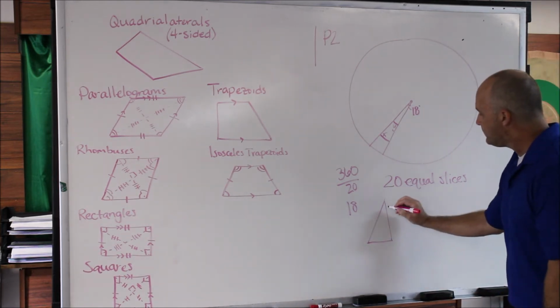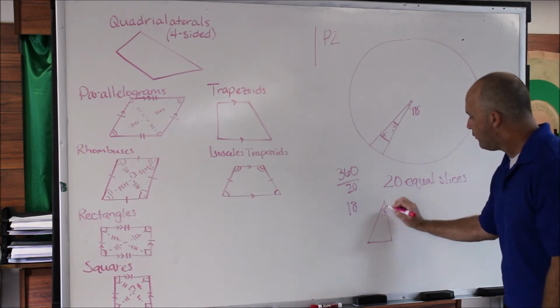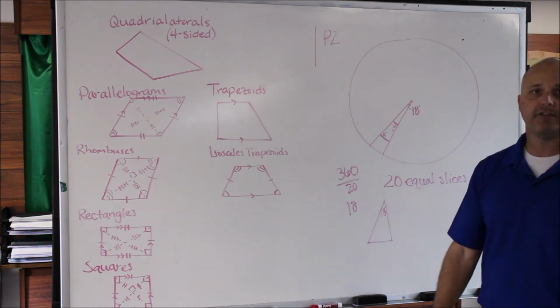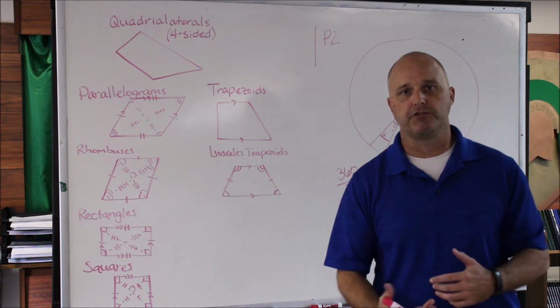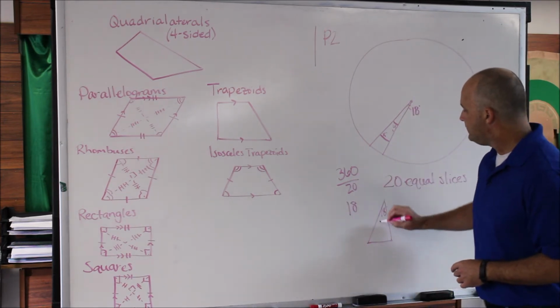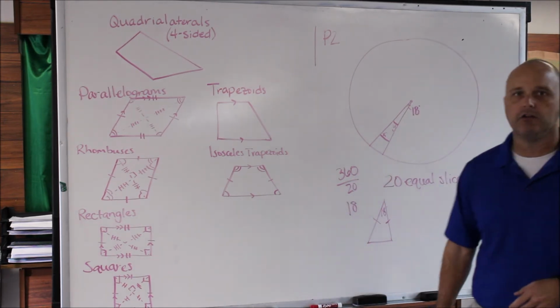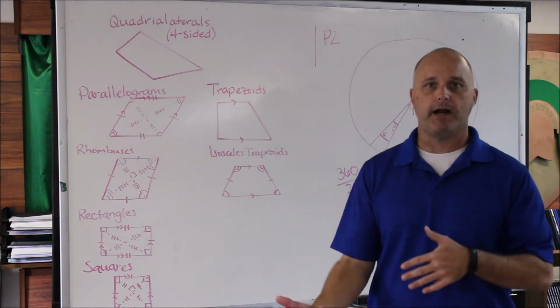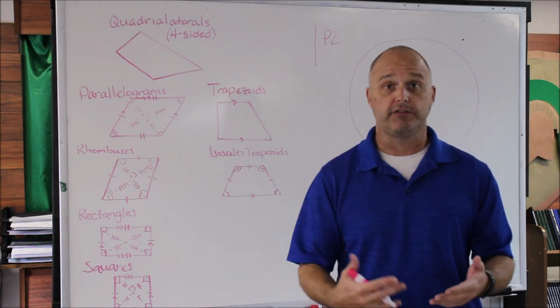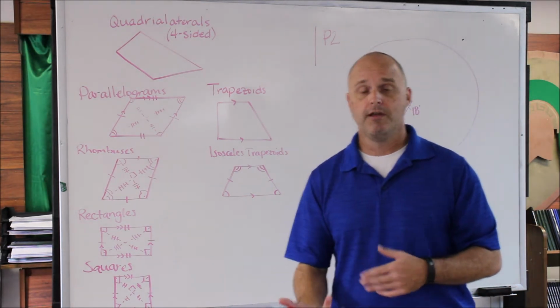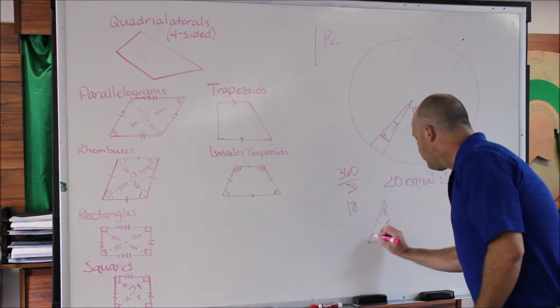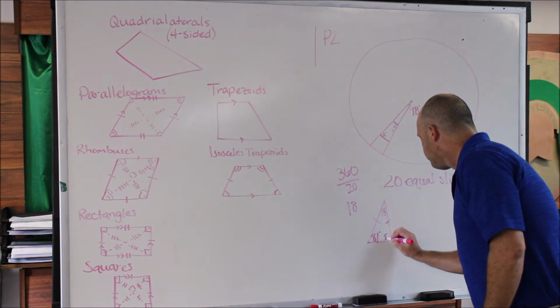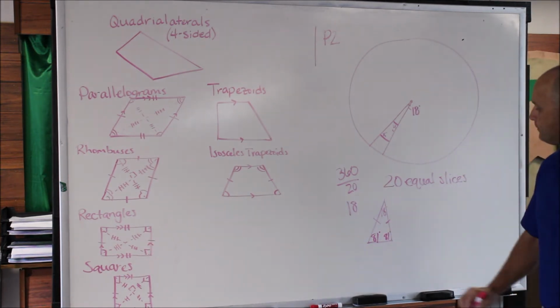So if we have an isosceles triangle and the vertex angle is 18 degrees, then we can very easily figure out what the other two angles measure. Since this is an isosceles triangle, we're going to do 180 minus 18, which is going to give us 162, and then divide that by 2 for these two angles. So then we have 81 degrees here and 81 degrees there.